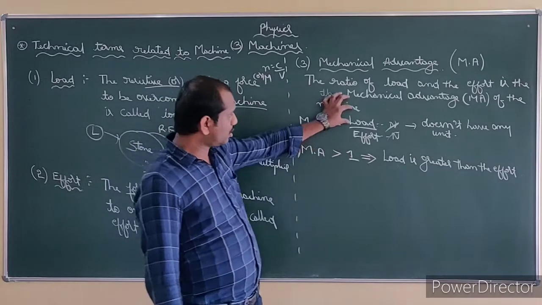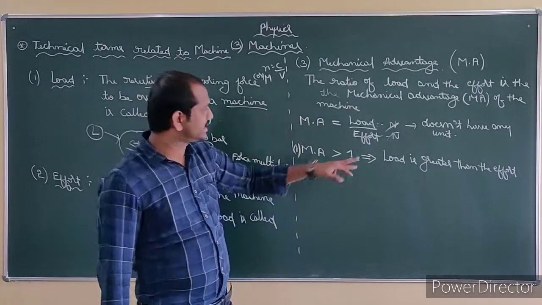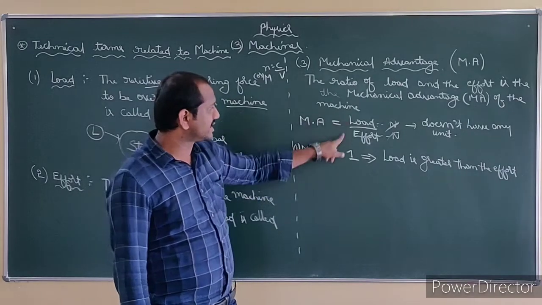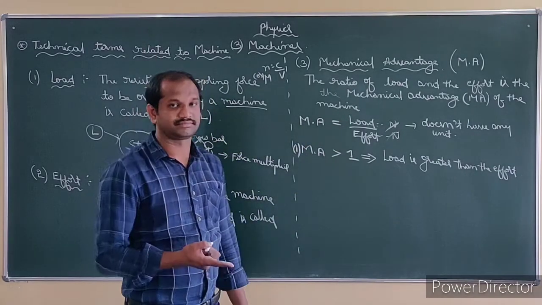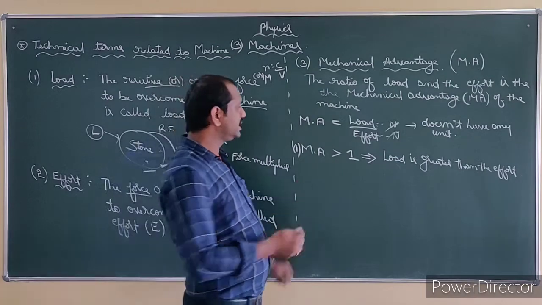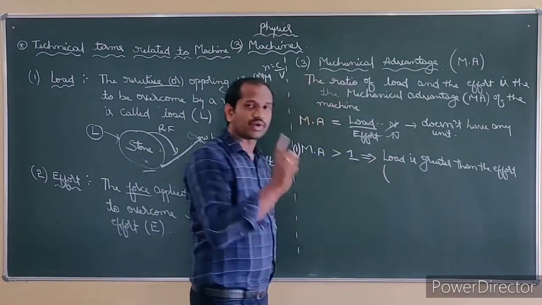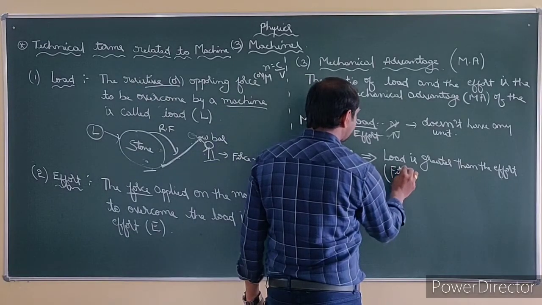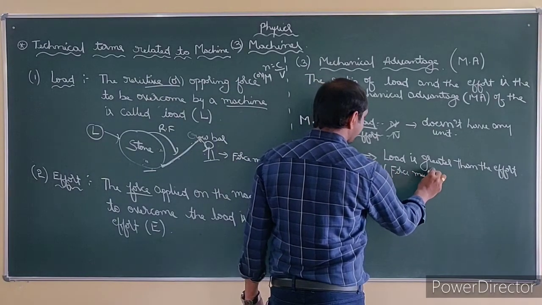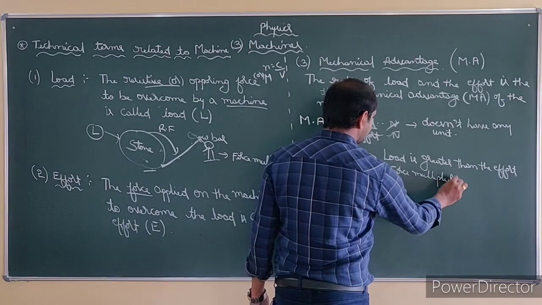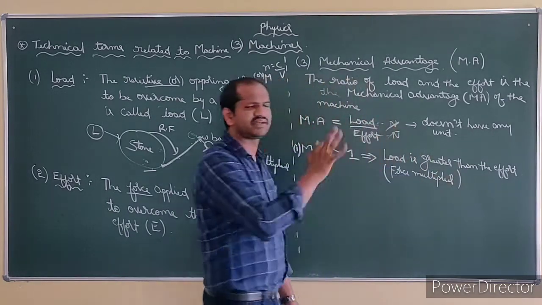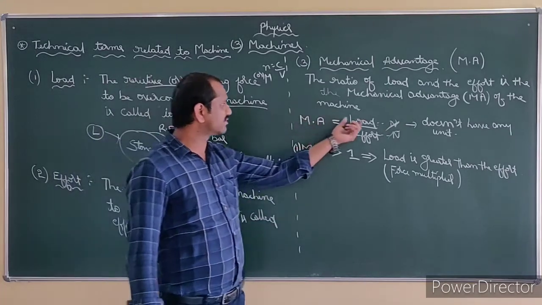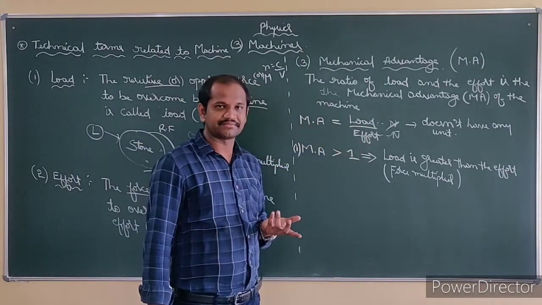Understand? Whatever the load applied is greater than the effort, then always the mechanical advantage will be greater than 1. Understand? So here the machine you are using will act as a force multiplier. Force multiplier. Very important, all these things. Remember, mechanical advantage is load by effort if I am writing.